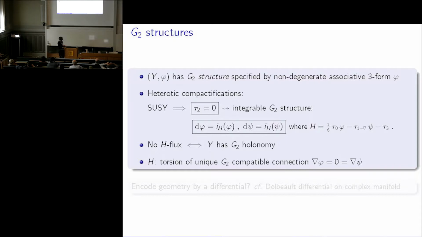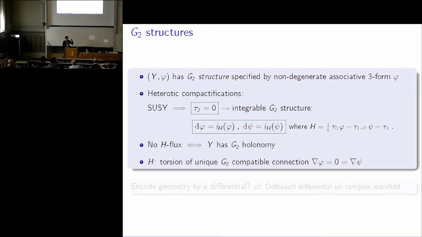And this is also the only case when there exists a unique G2 connection which has totally antisymmetric torsion, where we can match the torsion with this 3-form that we have from string theory. And the matching goes like this. So this is actually the expression of H in terms of the 3 torsion classes that remain.